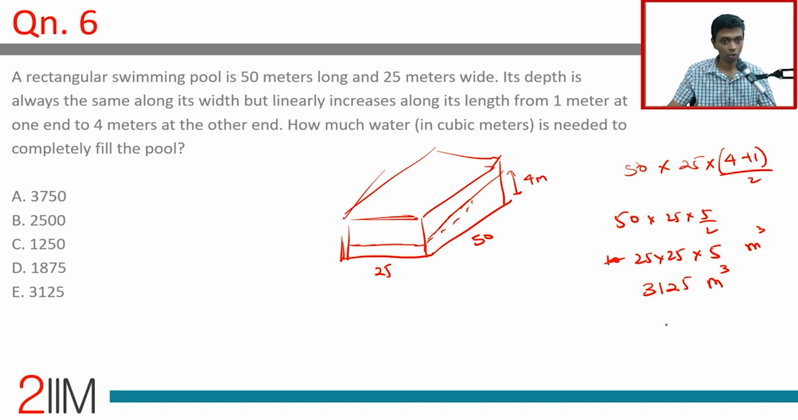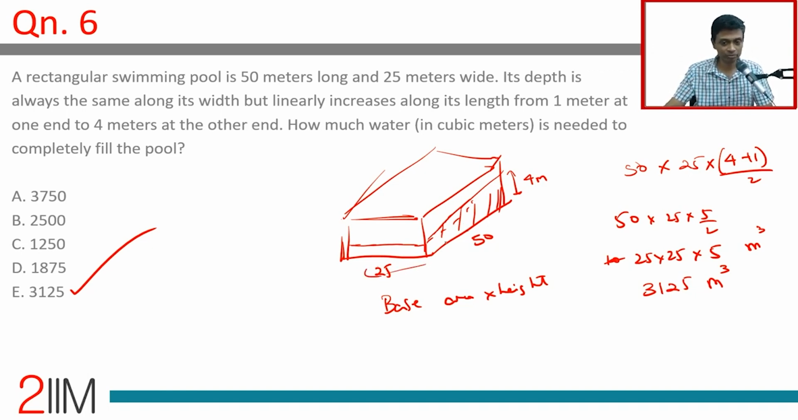And so, how many cubic meters are required? 3125. Done. The more complicated way is to establish that it is 4 plus 1 by 2. How do we do that? We know that for a 3-dimensional thing, which is just vertically risen above, base area into height is a volume. Imagine the base to be this trapezium, the height to be this, the entire swimming pool tilted.